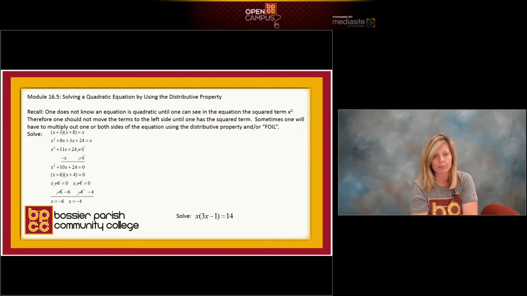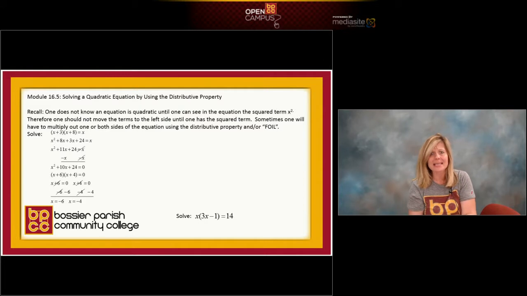x squared. So if you look at your PowerPoint, here's my equation. It's in parentheses x plus 3, in another parentheses x plus 8 equals x. Well, if you look at that equation, we know it's an equation. It has an equal sign. But right now, looking at it, it is not quadratic. I do not see an x squared anywhere. So you are not allowed to move that x on the right over to the left yet.